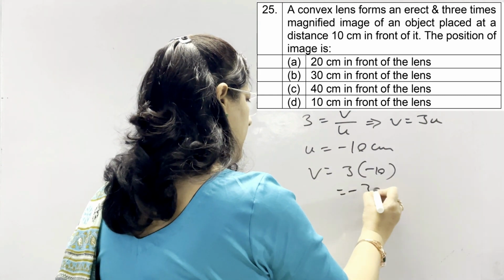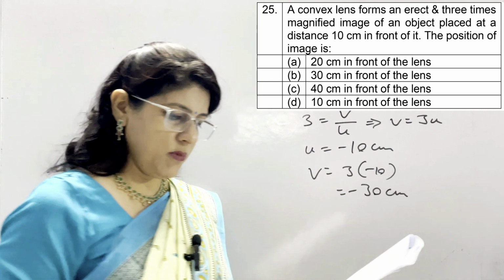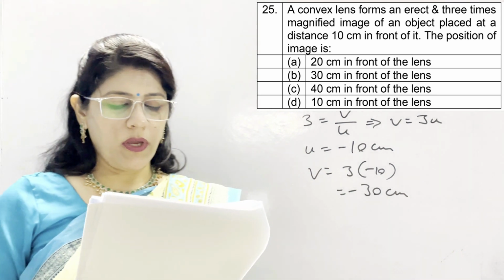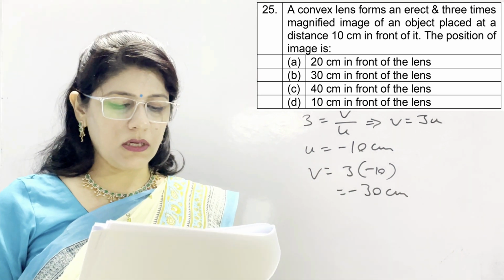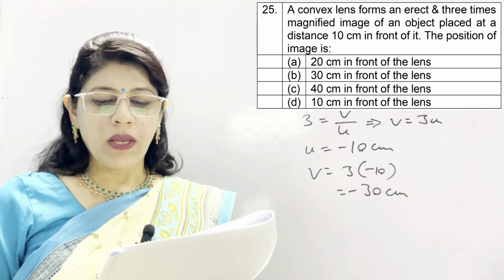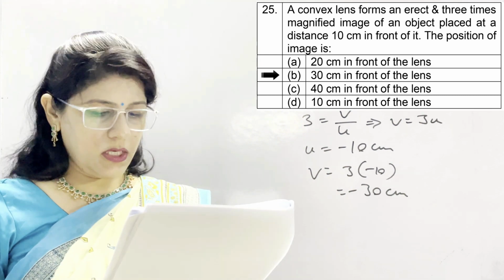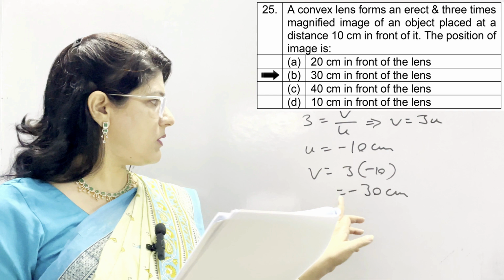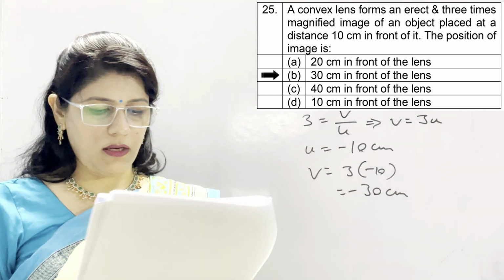It means minus 30 centimeter, means in front of the lens. So A option is 20 centimeter, B is 30, C is 40 and D is 10, and the correct option is B, 30 centimeter in front of the lens, which is indicated by this negative sign here.